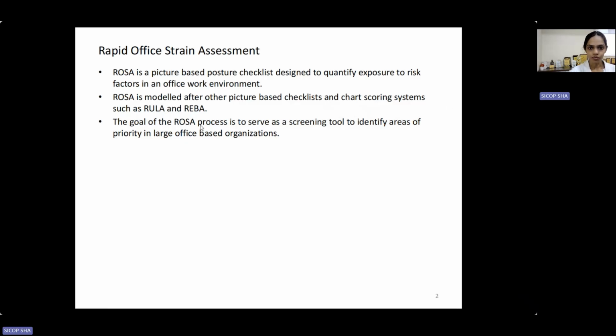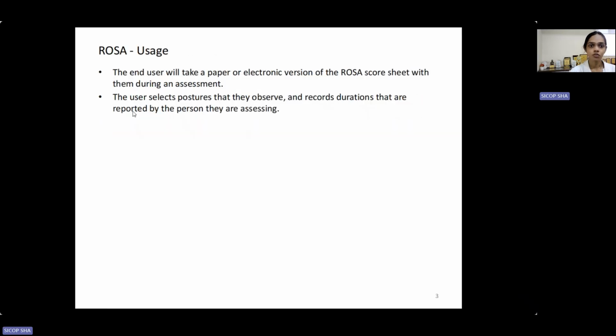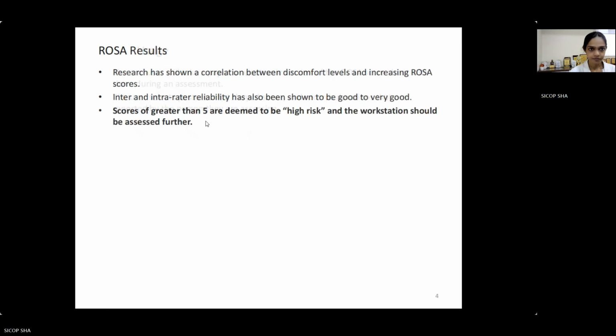The goal of the ROSA process is to serve as a screening tool to identify areas of priority in large office-based organizations. So, the end user will take a paper or the electronic version of the ROSA score sheet with them during an assessment, and the user selects the postures that they observe and records durations that are reported by the person they are assessing.